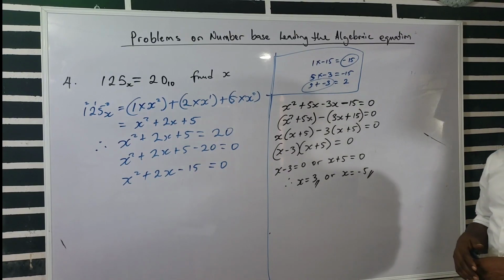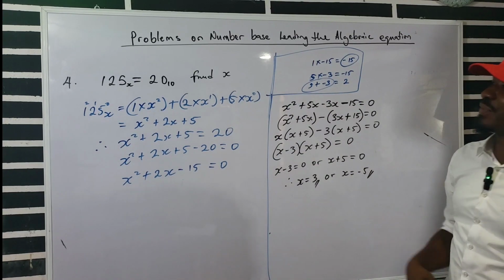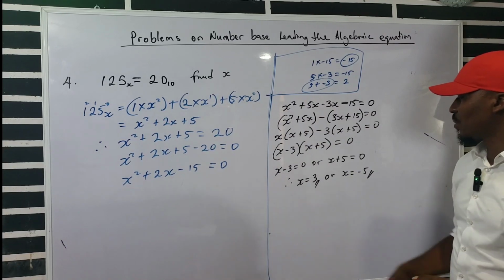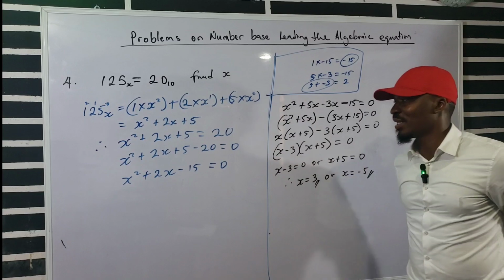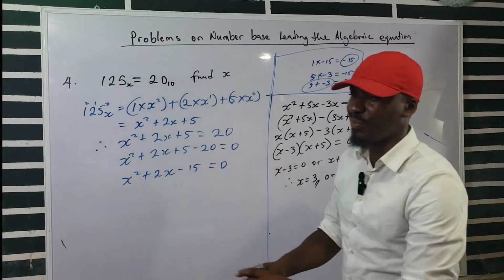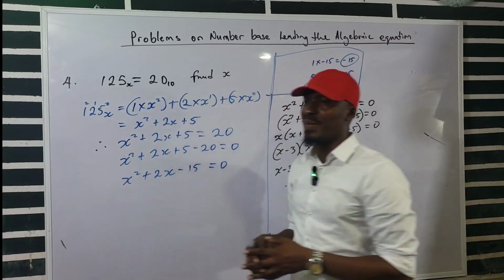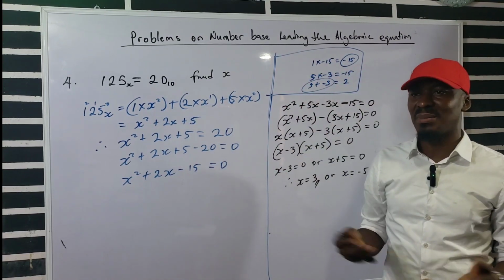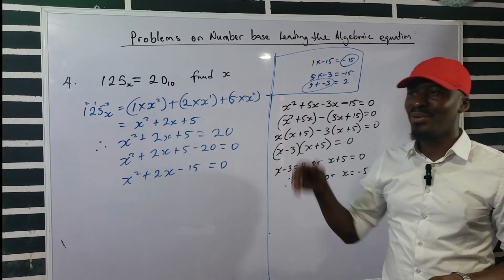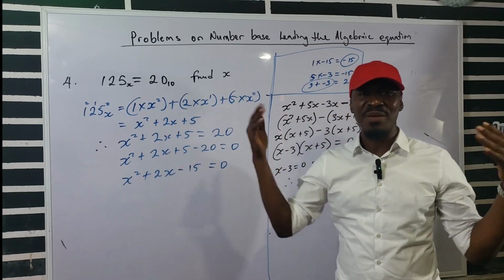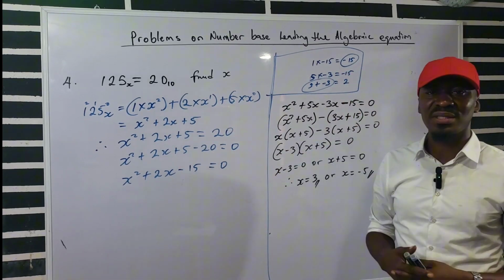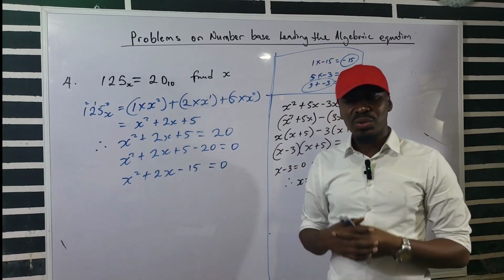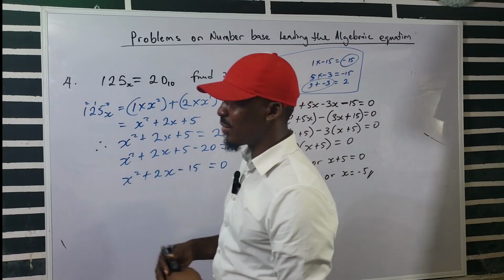We cannot use a negative base. So the base of that number that gave us 20 in base 10 is going to be 3. So this is actually the last part of number base. You can as well have some that will give you simultaneous equations. All you need to do is convert everything you have to base 10, then solve the resulting equations simultaneously, and you have your answer. It's very simple. So we have concluded everything on number base.